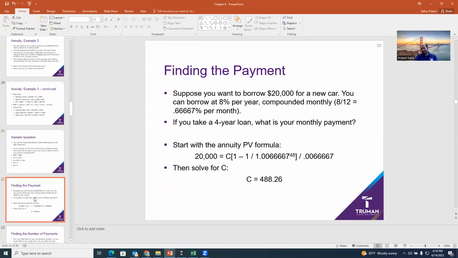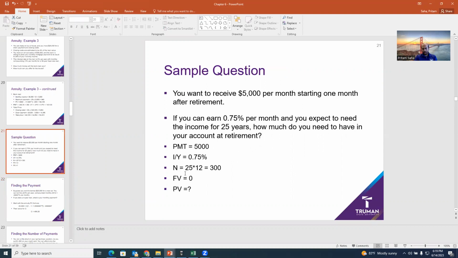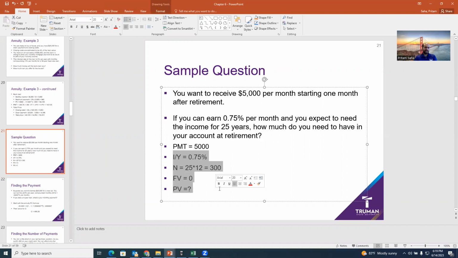Now find the payment. It's very easy. You have to figure it out. If you can figure out all this information, the appropriate rate, appropriate number of periods, future value, present value, you can find the payment. Plug in all this information, then hit payment. That's it.